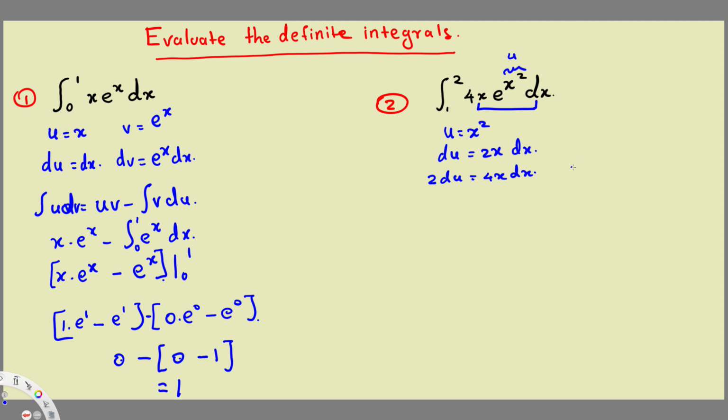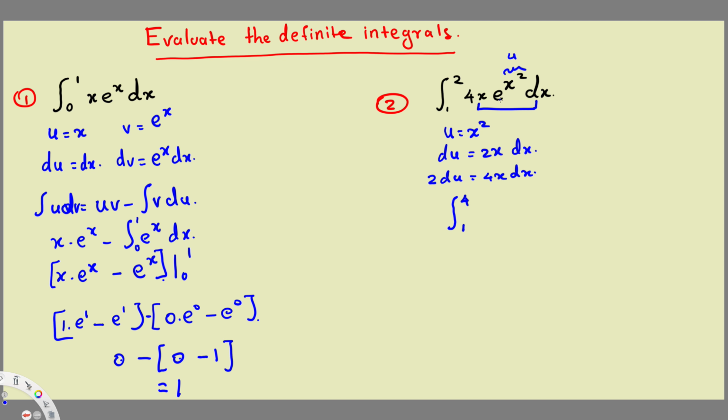Now I can write everything in terms of u. Oh wait a minute, this is a new integral, right? So we have to find the new limits of integration. If I apply 1 for the x value, that's going to be 1. But if you substitute 2 for the x value, it's going to be 2 squared, so that's equal to 4. Therefore, the limits of integration are going to be 1 to 4. So these are our new limits, and let's write everything in terms of u.